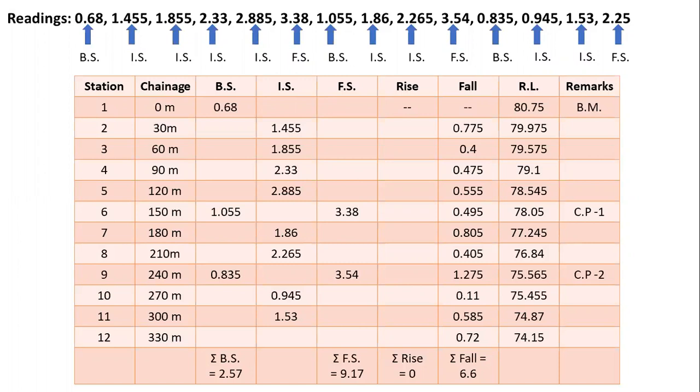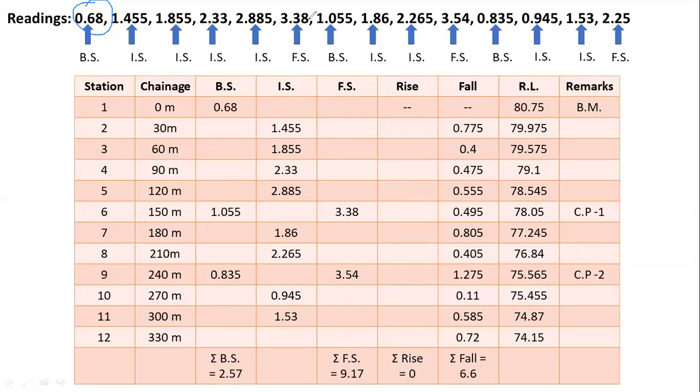So in the data, the first reading is BS. So 0.68 is entered in the BS column, right? The second is 1.455, so the reading is put in the IS column. Again 1.855, put in the IS column. 2.33 is IS, so put in the IS column. Then 2.885, put in the IS column, right?